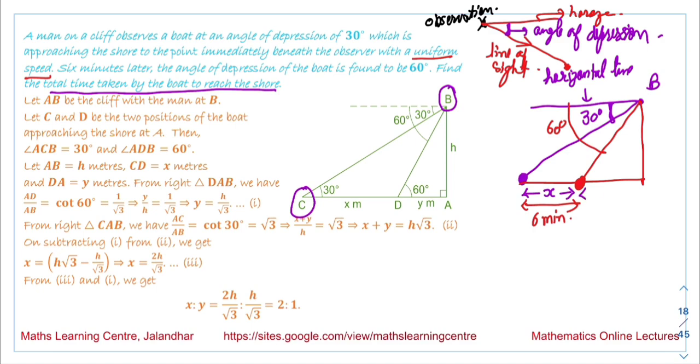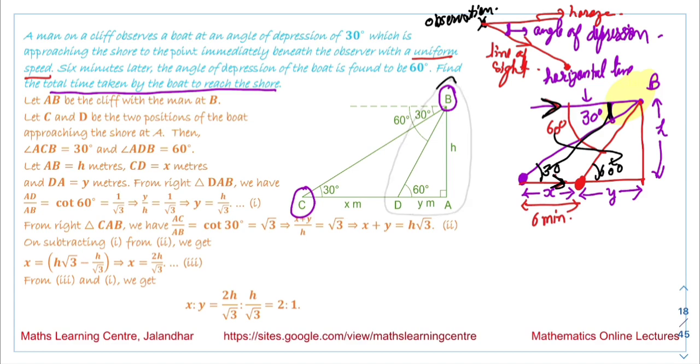Suppose this distance we are talking about is y meters, and this height is h meters. Now look at this angle at B. This angle is 30 degrees. These two lines are parallel to each other. So if this angle is 30 degrees, then this angle over here is 30 degrees, and this angle over here is 60 degrees.